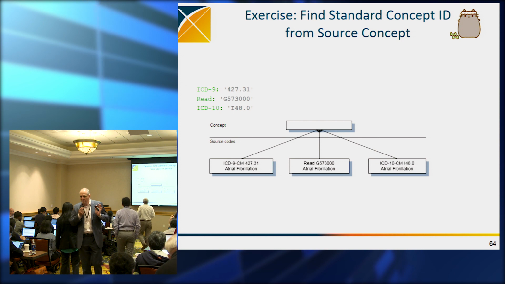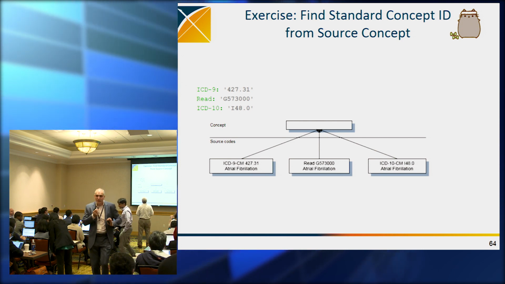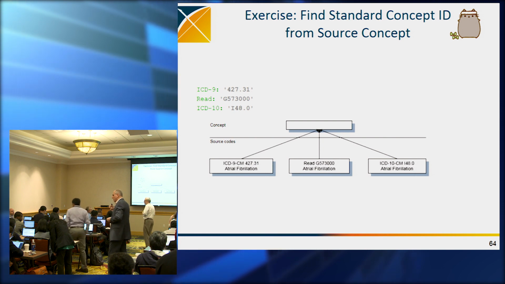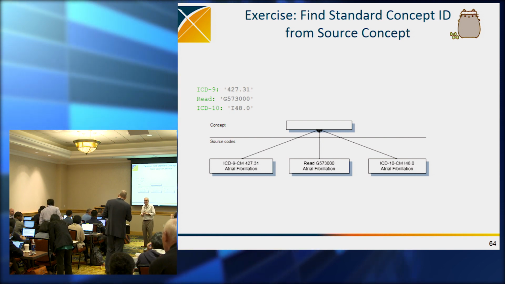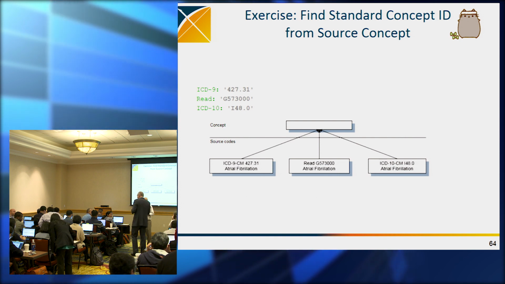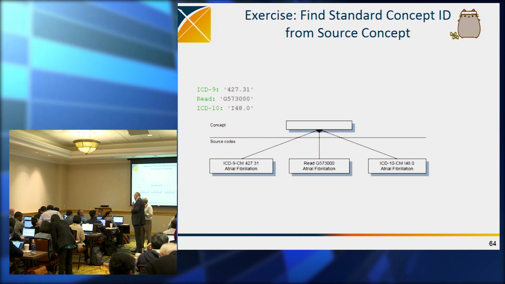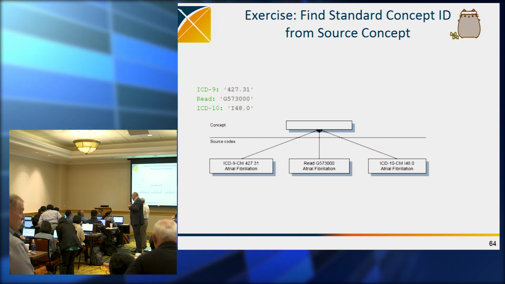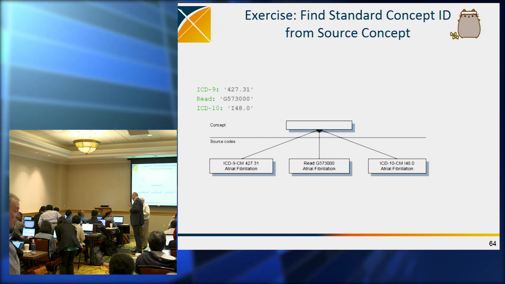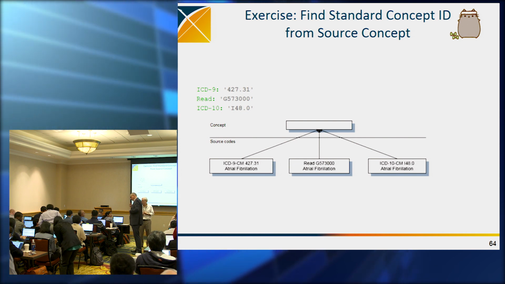Another question was, is maps to always mapping to a standard concept? And the answer is yes. Maps to always maps to a standard concept. You don't have to worry about it. Whatever maps to is what you need. They even map to themselves if they already are a standard. So if you have a SNOMED and you're saying, what does it map to? It will map to itself.